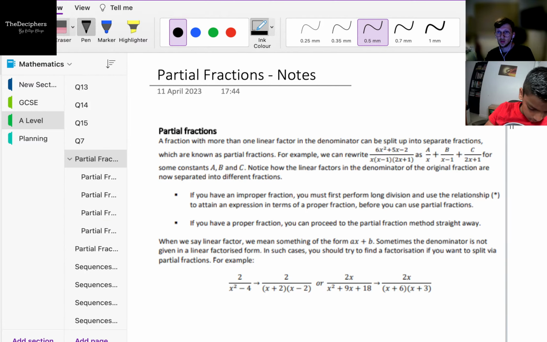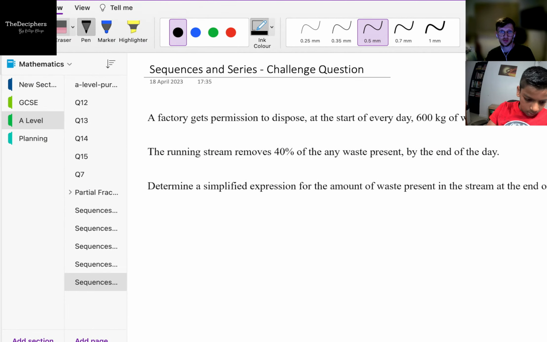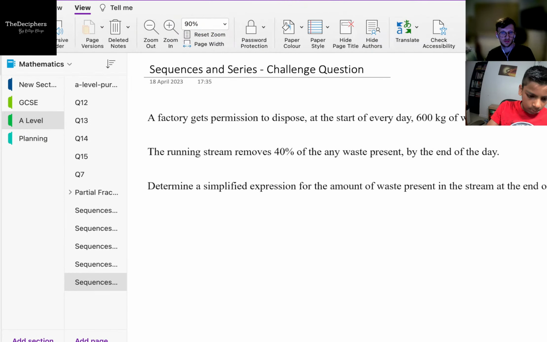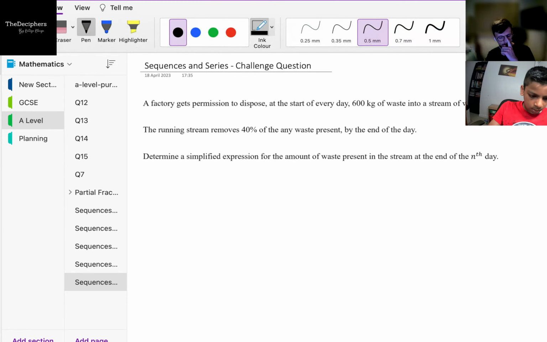Right. Second list. So the challenge question. Not quite as difficult as our partial fractions question last week, I don't think, but still a good challenge. Have you got the challenge question up here? Yeah.